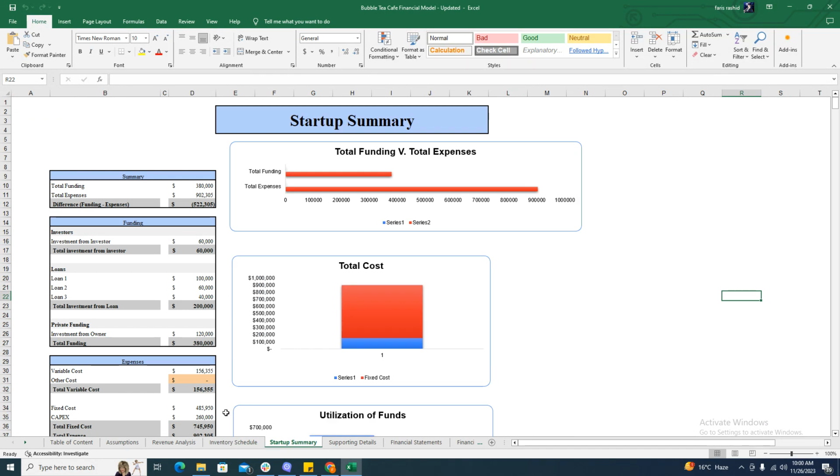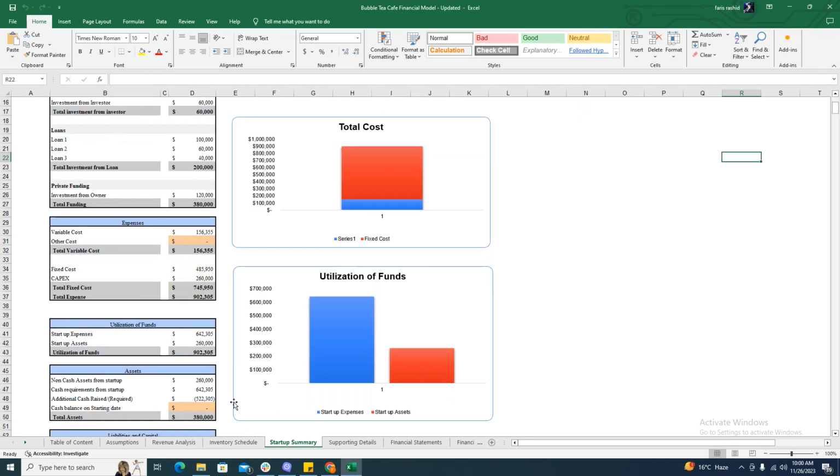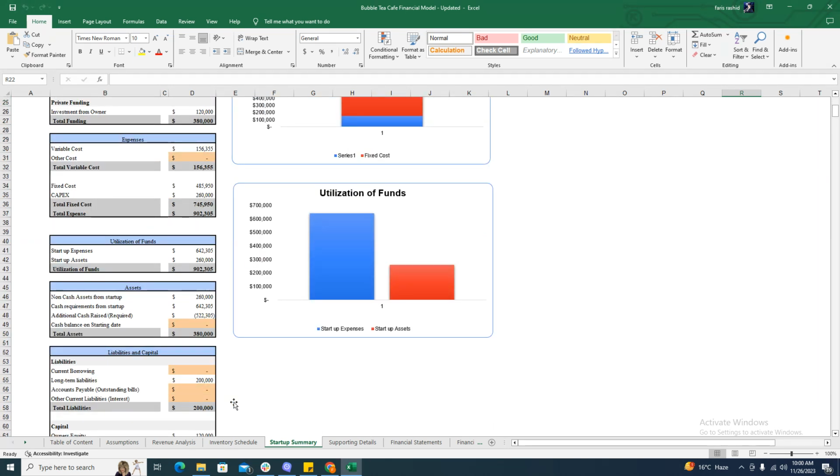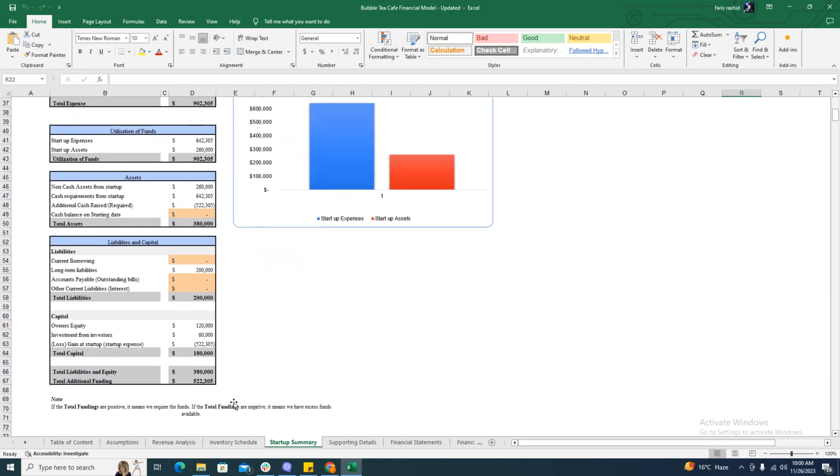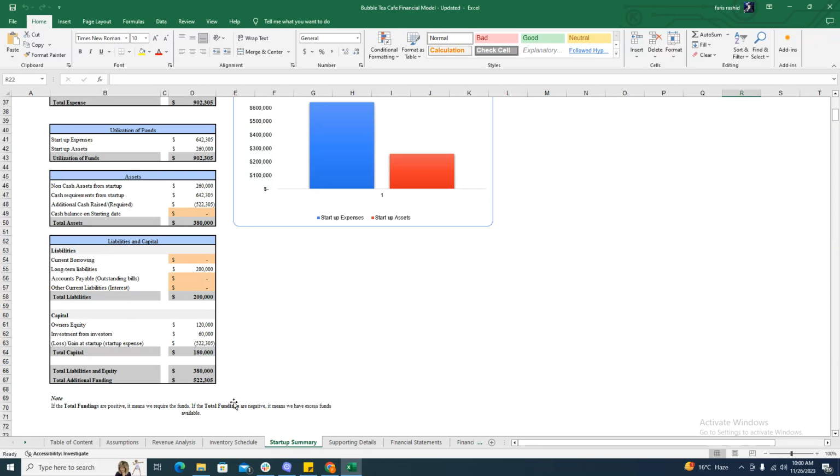Then comes the startup summary. The startup summary basically gives you a brief on the company's first year of functioning. That is, it tells its expenses and fundings for the first year. It also shows the assets, liabilities, and capital of the business in its first year of functioning.